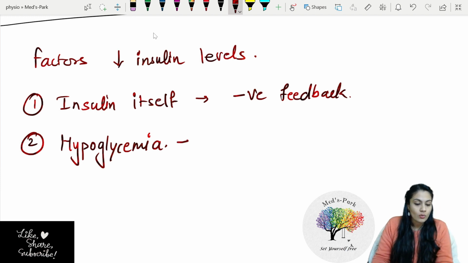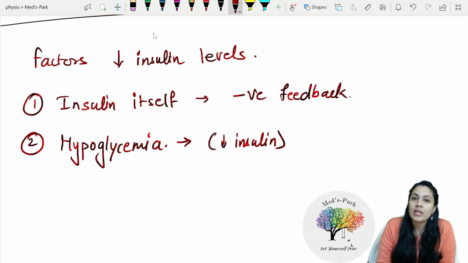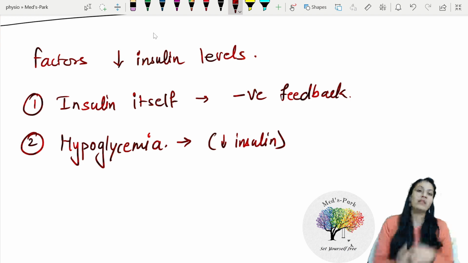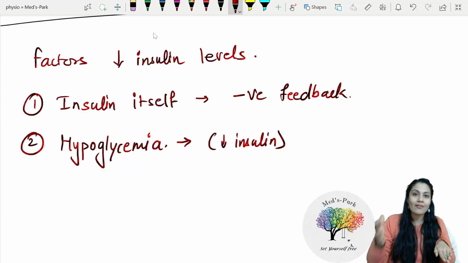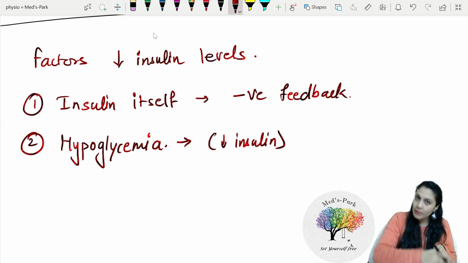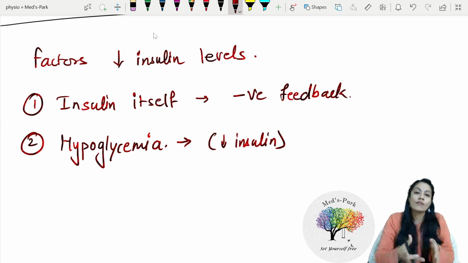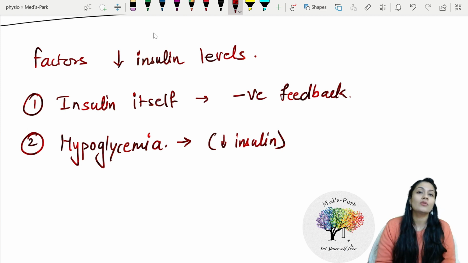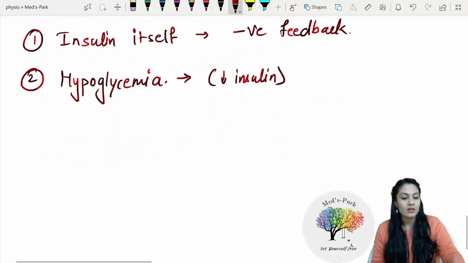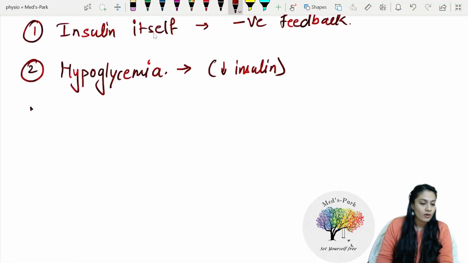So hypoglycemia will decrease the insulin, right? And physiologically it is also correct. Remember, when there is low glucose, if you start releasing more insulin, definitely this insulin will come into the blood and cause a further decrease in the glucose level, which we do not want. So this is a protective phenomenon which occurs in the human body.